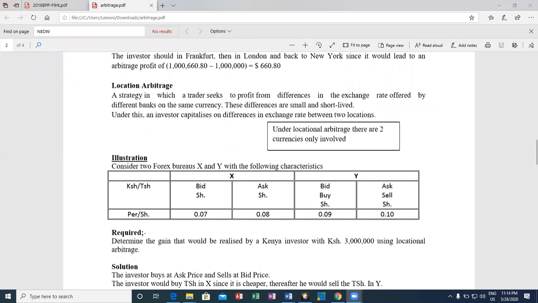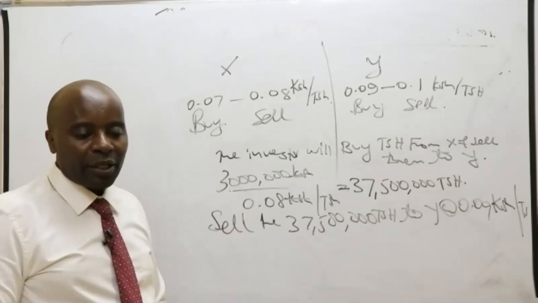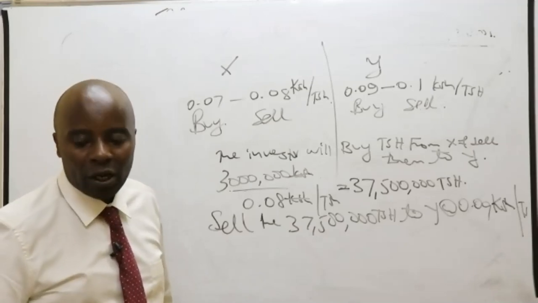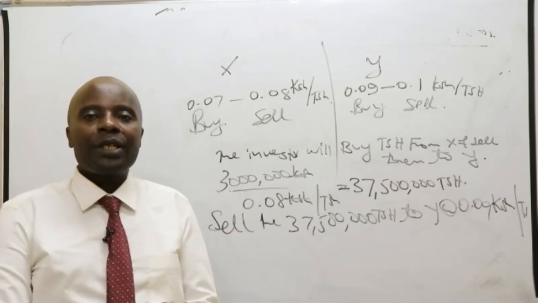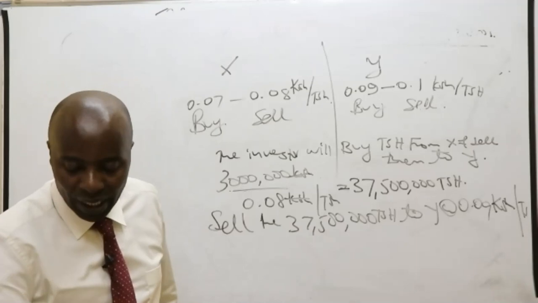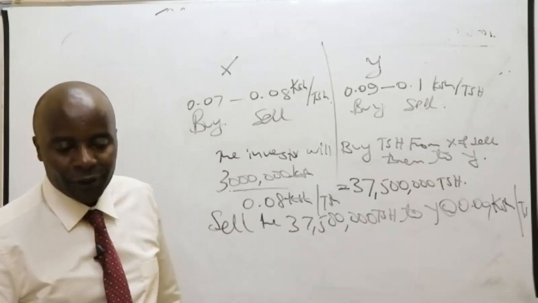So times 0.09, which will end up giving us 3,375,000. And remember when I began the journey, I began with how much here? 3 million. I began with 3 million. So come and subtract your 3 million. You'll end up getting what here? 375,000.